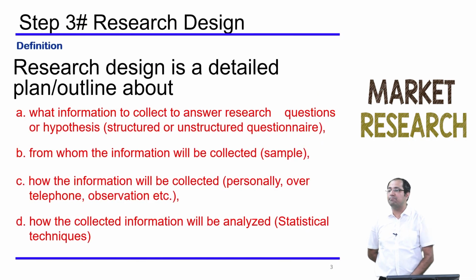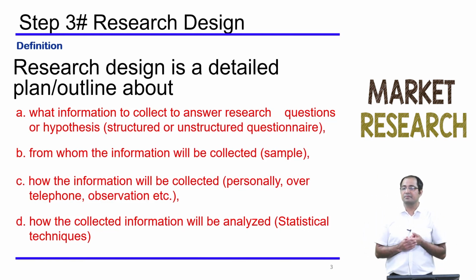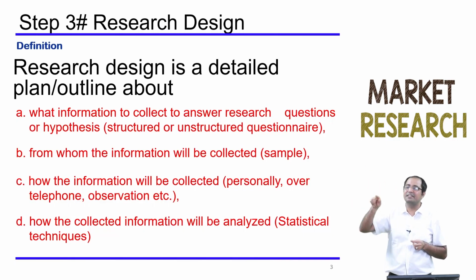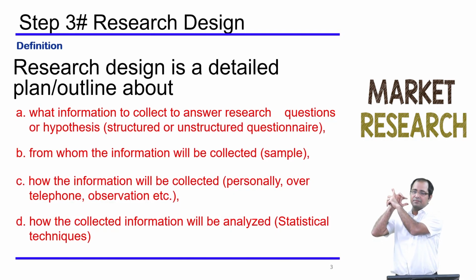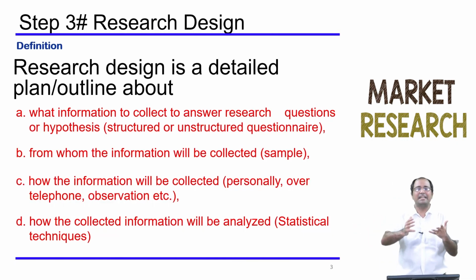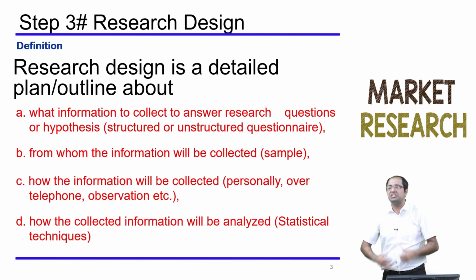So it is a detailed plan or outline about what information to collect. That will come directly from what we have specified as the information needed in step number 2, what variables. So in the research design, we decide about what information to collect, how to collect, where to collect, when to collect, from whom to collect, and why to collect. That is already we know, right? Step number 1, 2, we are wanting to solve a management decision problem and we have framed a marketing research problem, components, research questions and hypothesis, and this is why we are collecting the data.